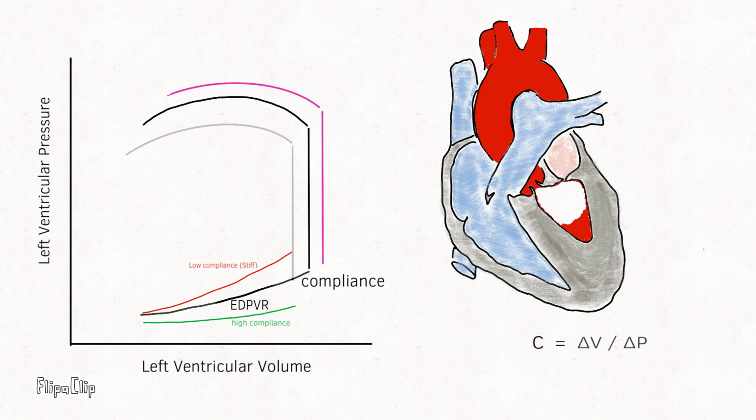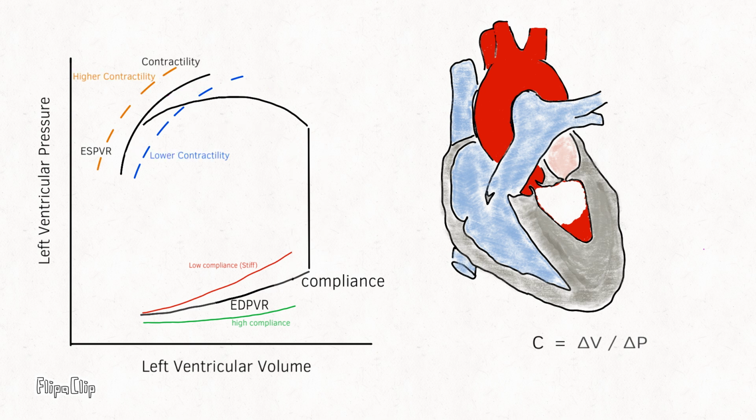If end systolic pressure volume points obtained under different loading conditions are connected, they form the end systolic pressure volume relationship, or ESPVR. The slope of the ESPVR reflects ventricular contractility, the intrinsic ability of the myocardium to generate force independent of preload and afterload. A steeper ESPVR indicates increased contractility, while a flatter ESPVR indicates reduced contractility.